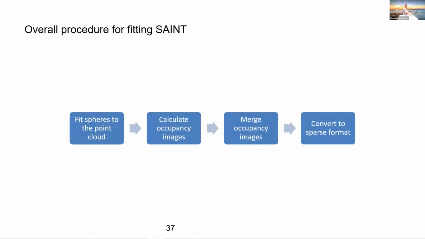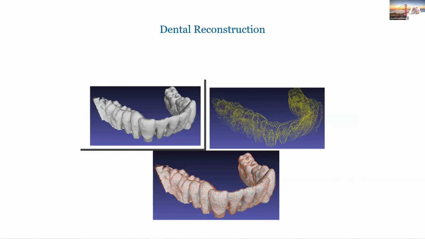So all in all, it's fitting the points, calculating these occupancy or contact maps, and converting to sparse format. Let's look at some results. How about dental? We went to UPenn dental school and got this data. That's a mold, so they CT scanned it, I think, and we did a sphere representation. The first one shows the teeth. The second one shows the points of the sphere representation. The third one shows points overlaid. It's that accurate, basically.